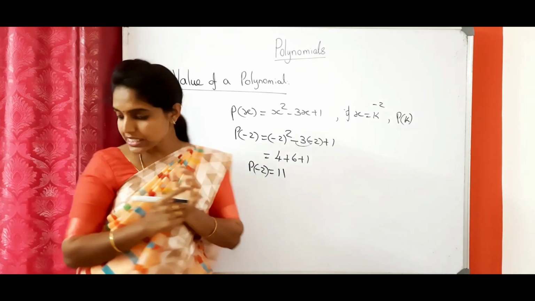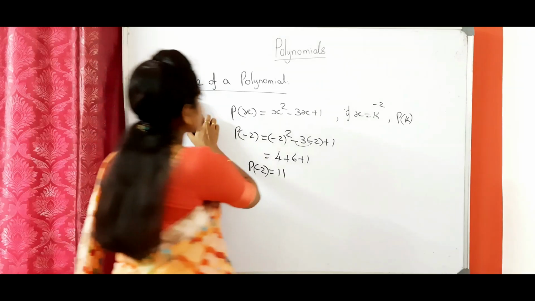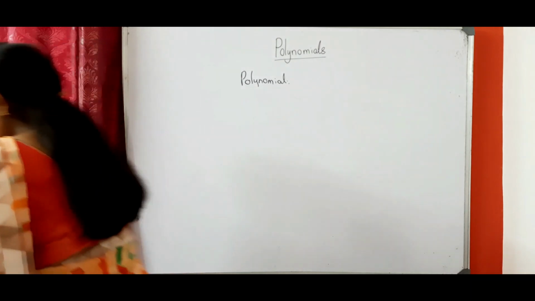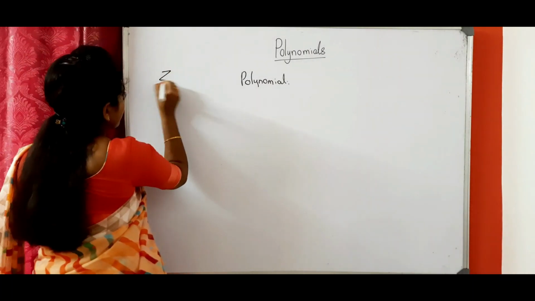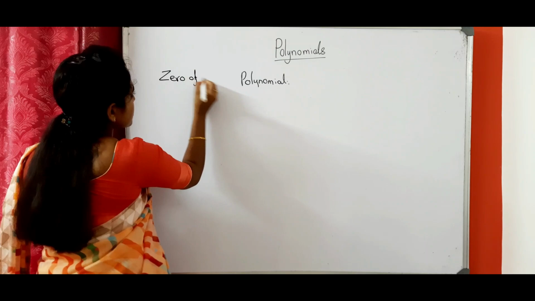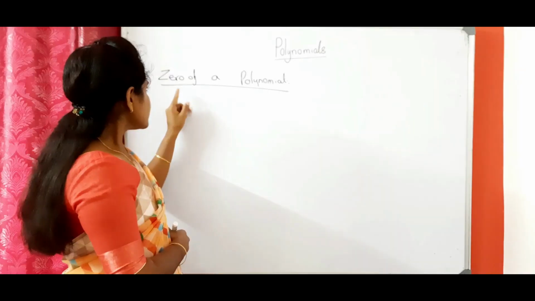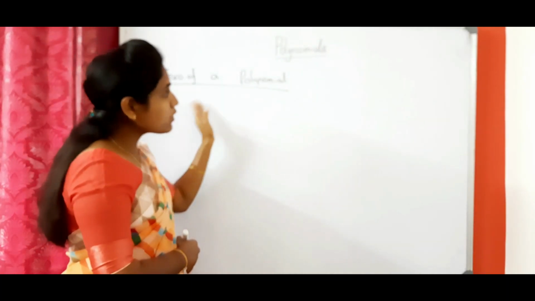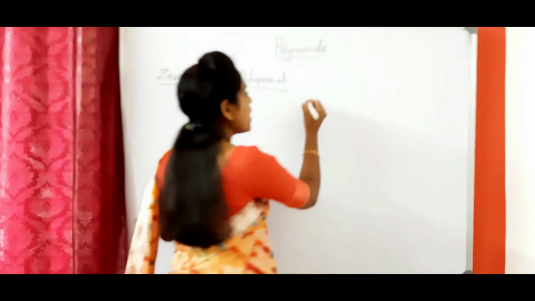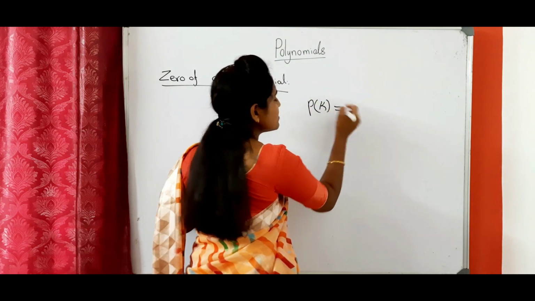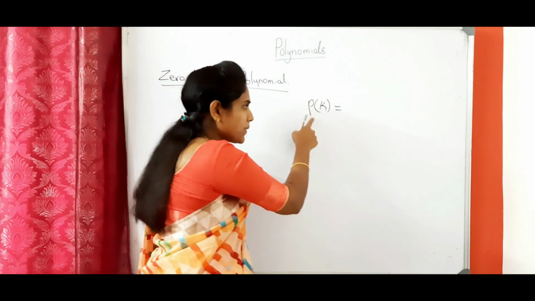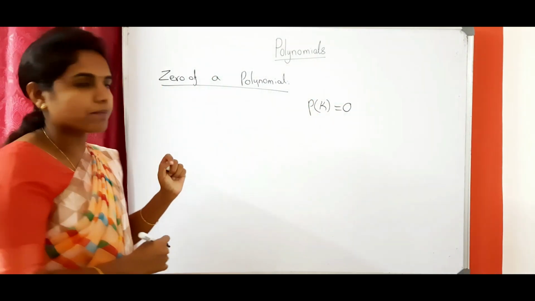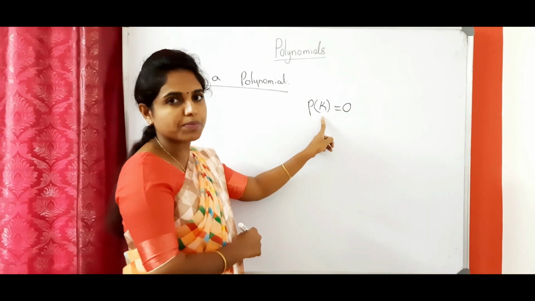Next, we are going to see what the zeros of the polynomial are. Zeros of the polynomial mean the value of the polynomial is 0. What is the value? P of k. P of k is the value of the polynomial. If the value of the polynomial is 0, we can say that k is a zero of the polynomial.